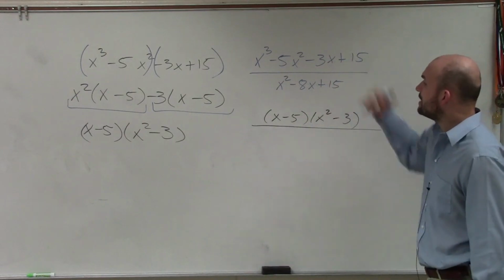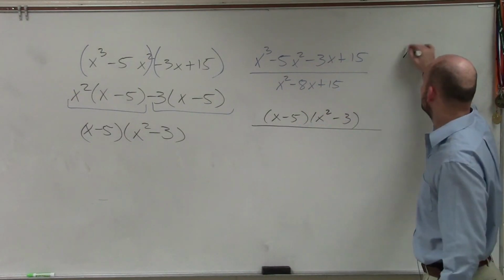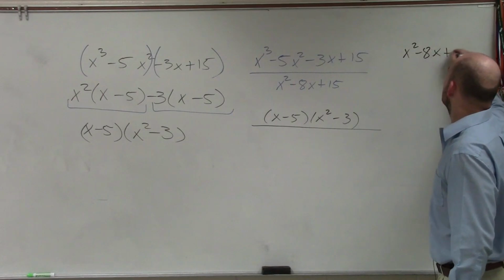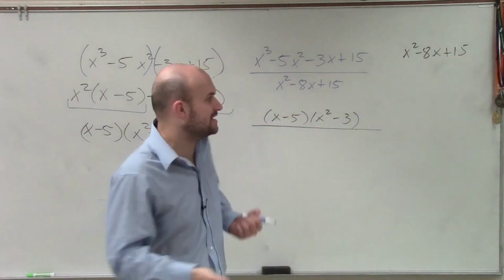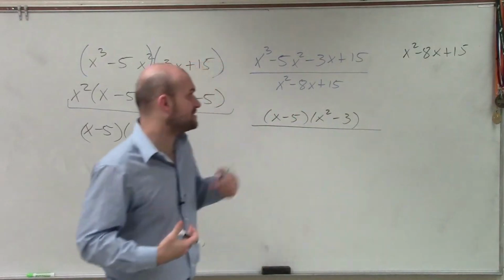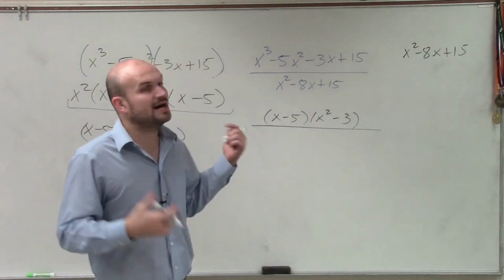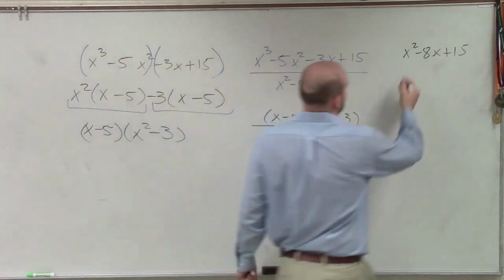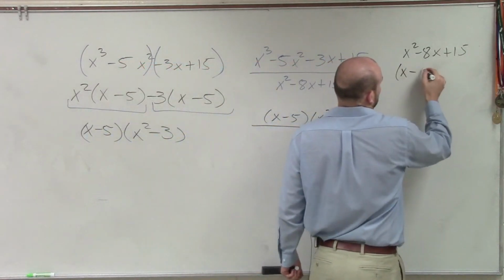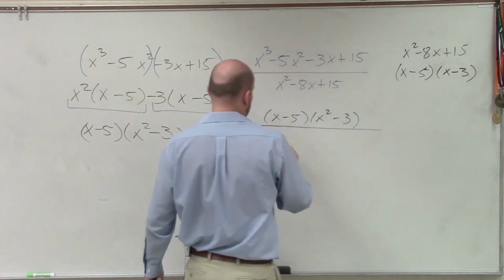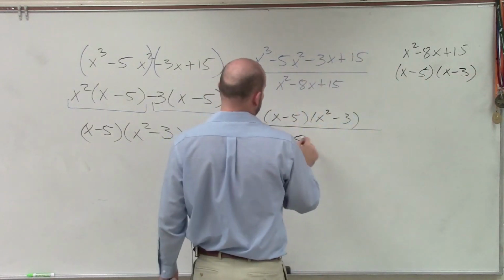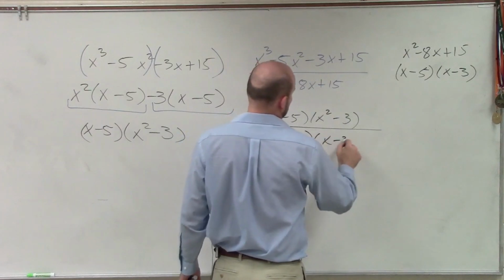OK, and then what we do is we go ahead and factor this. Well, x squared minus 8x plus 15. You guys might be looking at this and saying, all right, what 2 numbers multiply to give me 15, but add to give me negative 8? Well, that can be negative 5 times negative 3. So therefore, I can say this is x minus 5 times x minus 3.